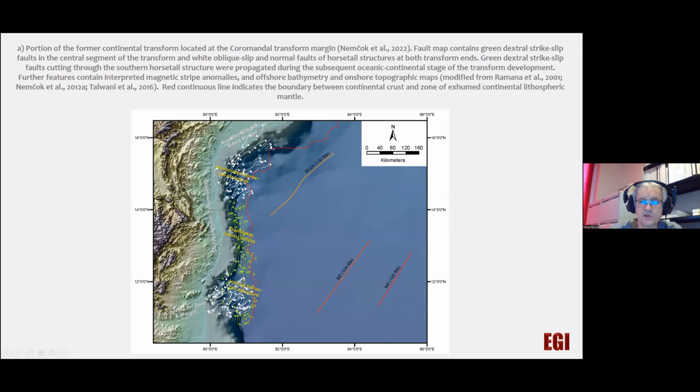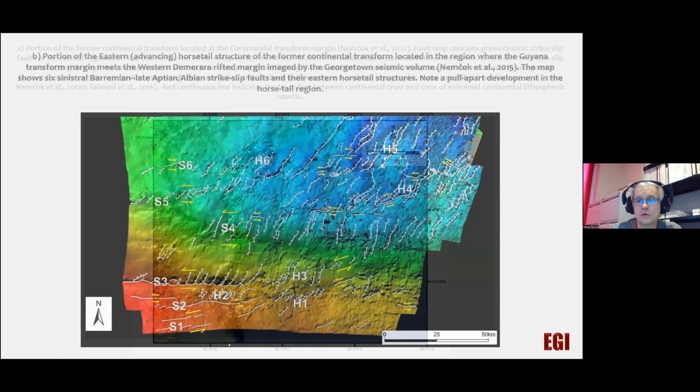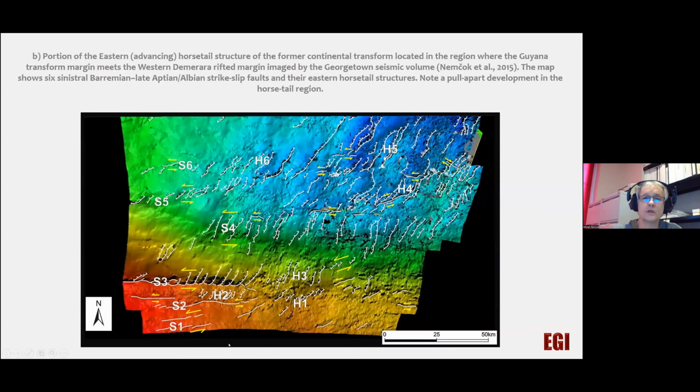So therefore, it's such a non-elegant architecture in comparison with this beautifully developed one. So this one is associated, this one is joining, because the system was joining another segment. Or we can jump to Guyana, offshore Guyana, Suriname. We can look at the associated horsetail structure of the Guyana transform.